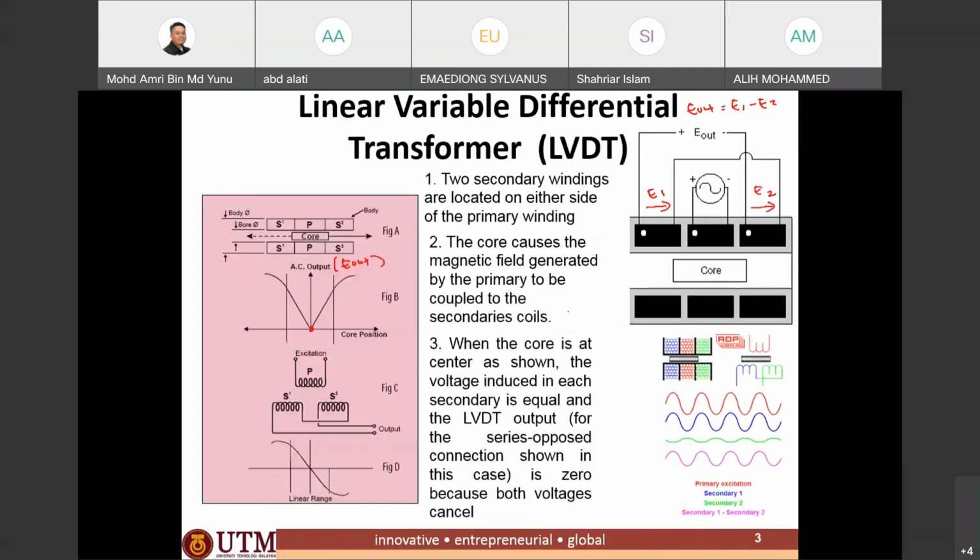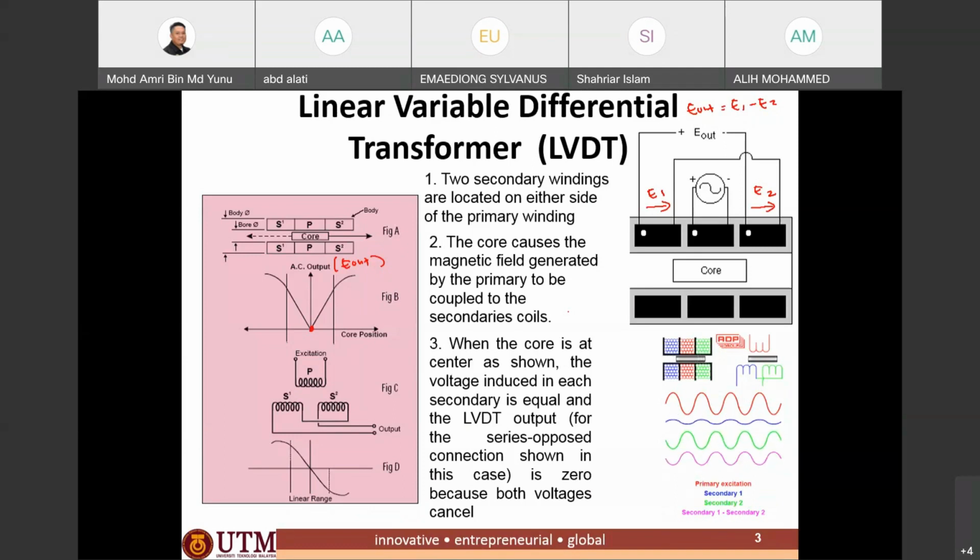So we start our discussion or lecture on LVDT, or so-called linear variable differential transformer. This device is an inductive type and a passive transducer, whereas it requires a power supply to operate.